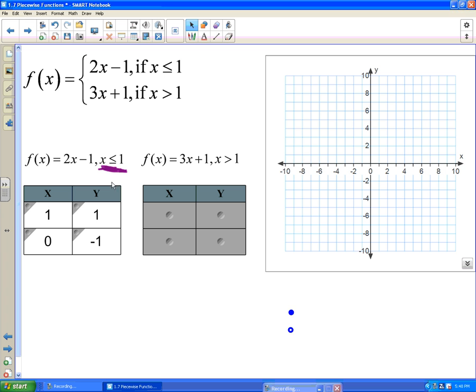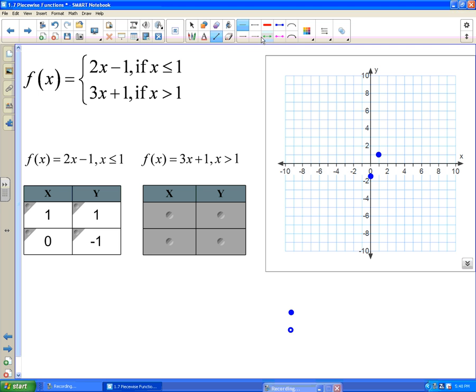Now when I get ready to make my first point, I pay attention to the inequality. I have here a less than or equal to, so that means it includes the 1, so I use a closed dot at the point 1, 1. Then I have to graph the point 0, negative 1, which is pretty easy. I go down here and put a dot at 0, negative 1, and I get ready to connect my dots.